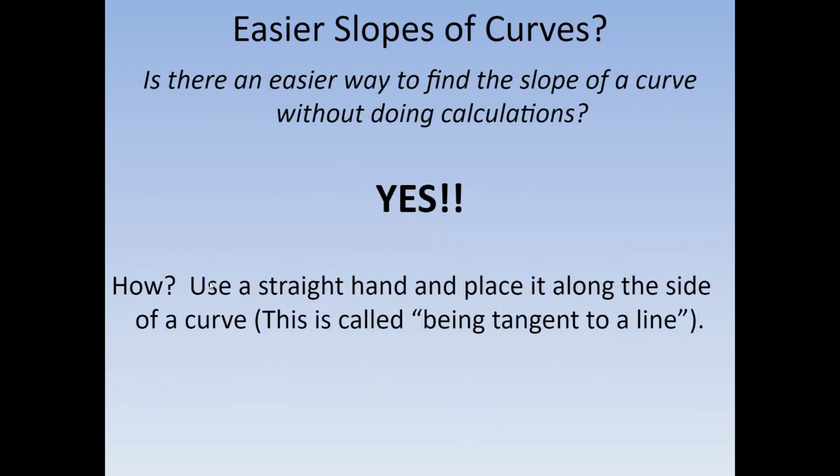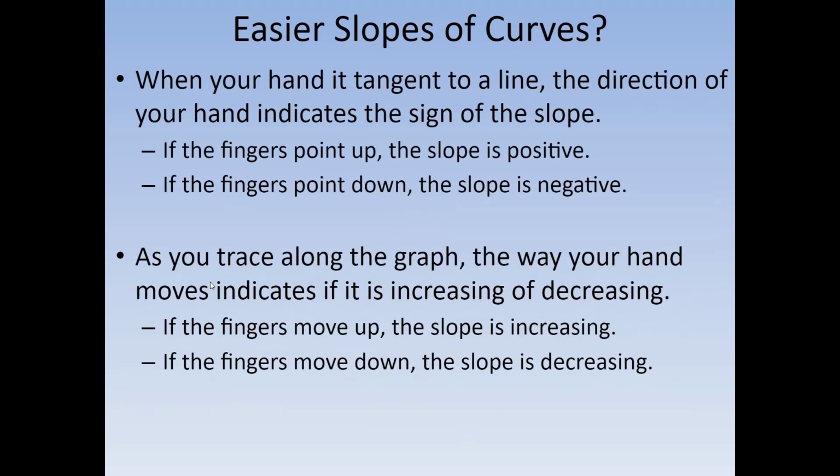Now, is there another way that we can determine these slopes? Determine what the graph for velocity should look like based off the displacement graph. The way that you would do this is by using your hand and just making it tangent to your graph. When your fingers are pointing up, that means that the slope is positive. When the fingers point down, it's negative. And if your hand ends up being flat, it's zero.